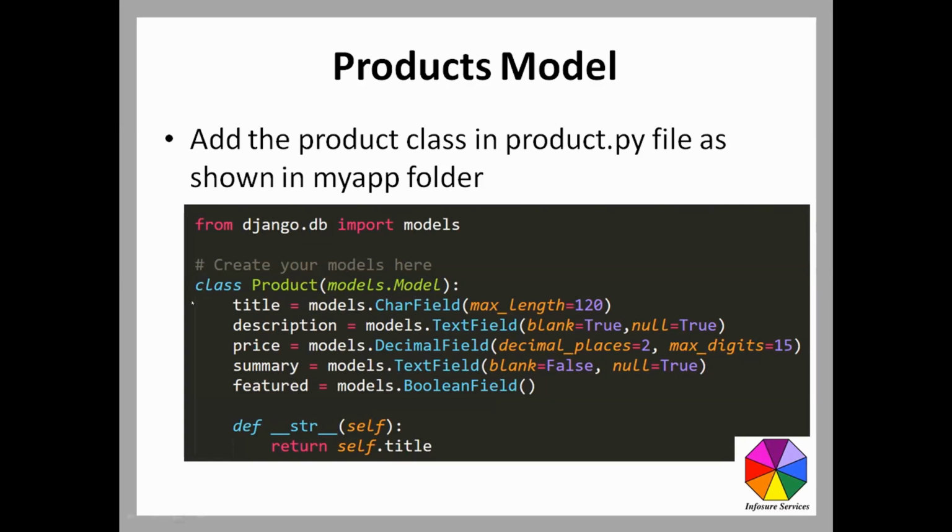So now Django's products model is allowing you to create a product model. What is this? This is the string representation of that model.